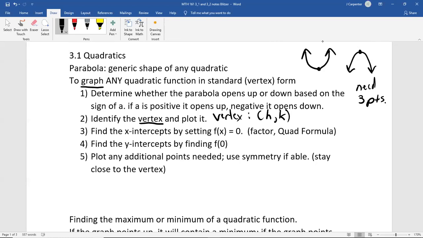You're going to determine whether the parabola opens up or down based on the sign of A, and I'm going to get to this in just a second. What do I mean by the sign of A? Just pause for a minute. If A is positive, it opens up. If it's negative, it opens down.